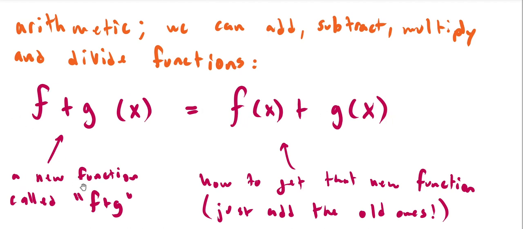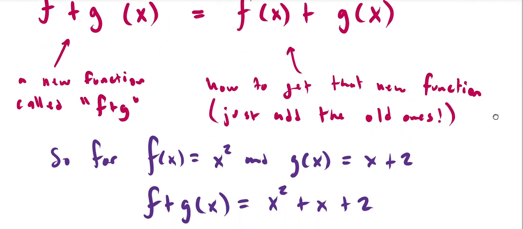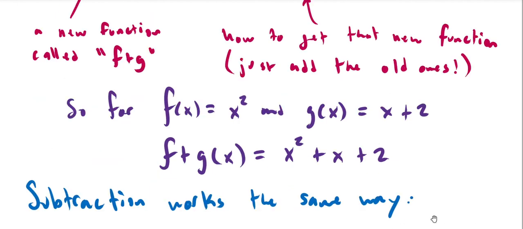So this might be the new third function's name, f plus g. How do you get it, though? You just add the two functions together. No big deal. So for example, for our two functions, that's going to be x squared plus x plus 2. We take f and we add g to it in terms of their rules. We take the rules for f, x squared, the rules for g, x plus 2, and we just add them together right here.